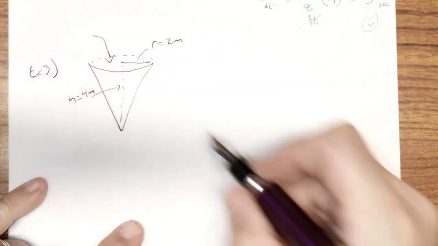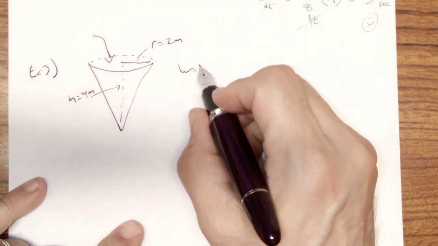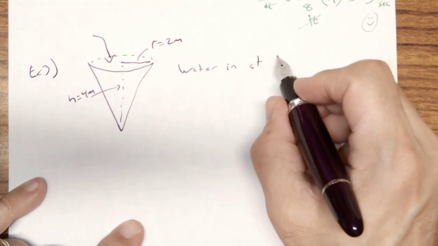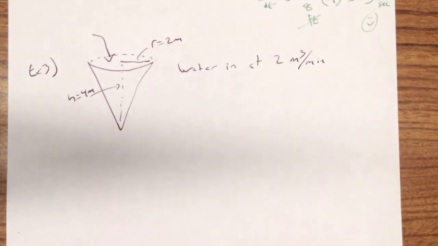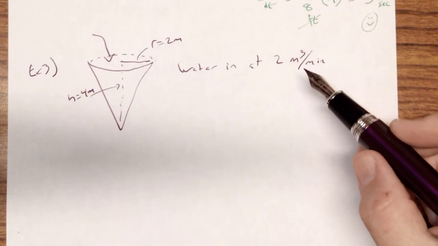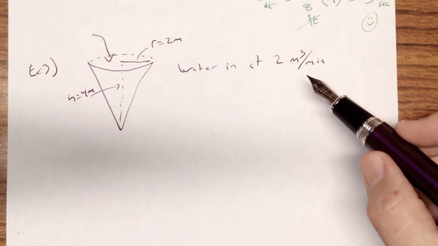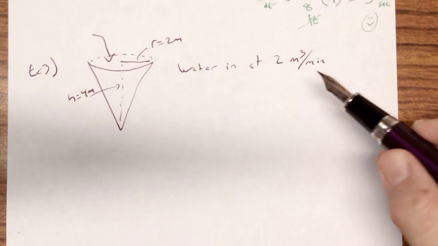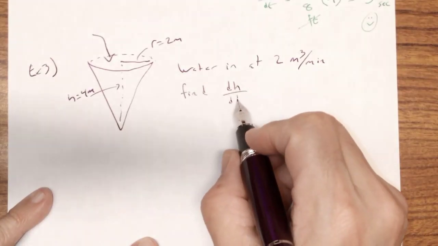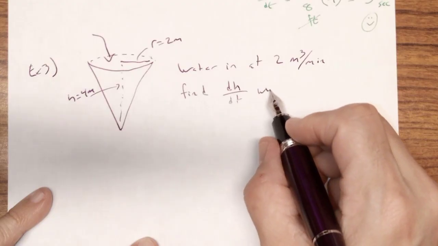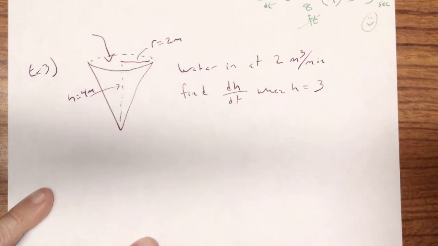Water is being poured into the tank at 2 cubic meters per minute. By the way, a cubic meter is a lot of water. This is 2,000 liters a minute, 500 gallons roughly a minute. It's a lot of water. Find the change in height when the height is 3.